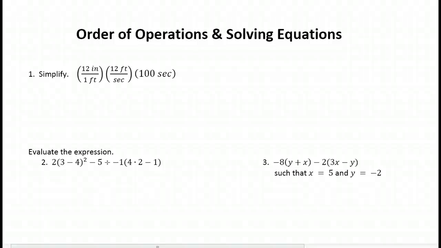Hi everybody. Today we're going to talk about order of operations and solving equations. So number one, the directions just say to simplify. So you have to notice a couple things.